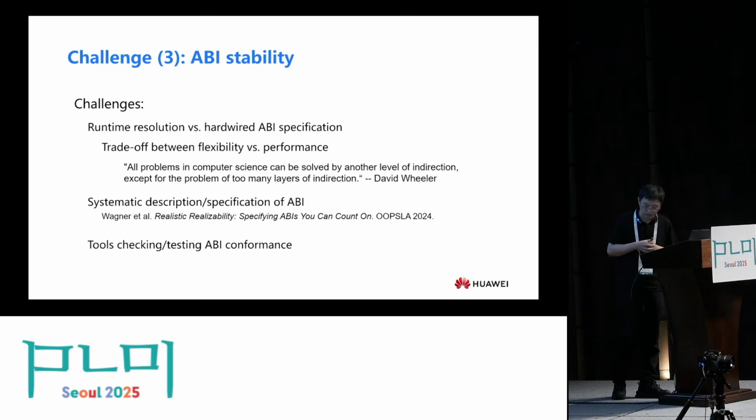Another issue is that we have to handle lots of this tedious low-level details. It will be important to have some systematic approach to describe or specify this ABI. So it was nice to see some of this work along this line. And also, it's important to have tools to do checking or testing of ABI conformance. So these are some of the problems that we feel maybe deserve more attention from our research community.